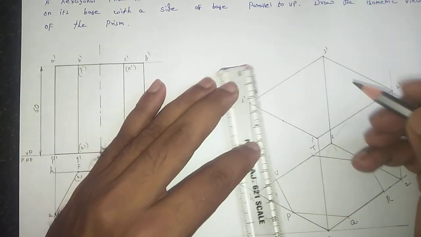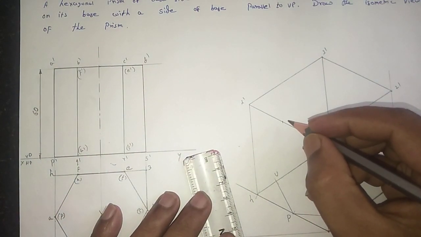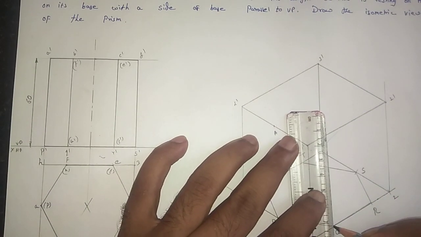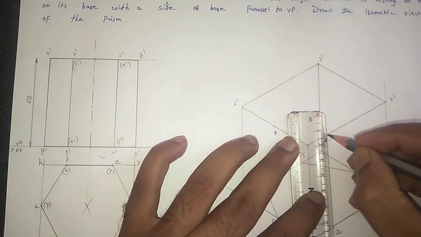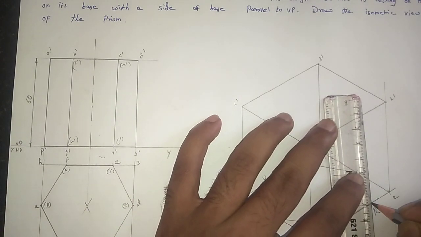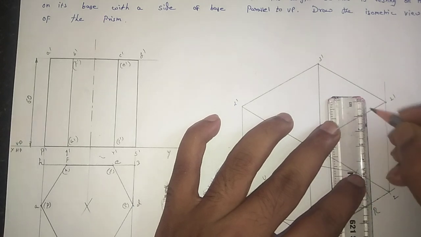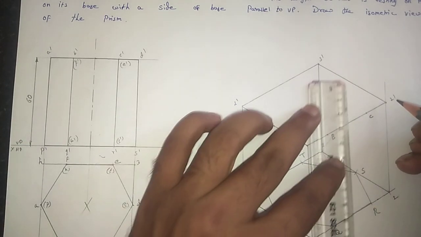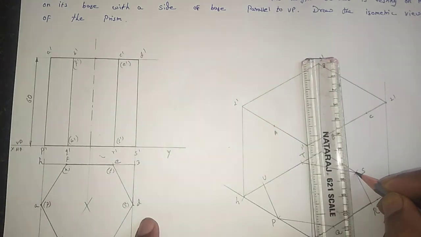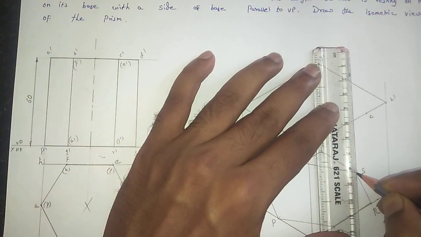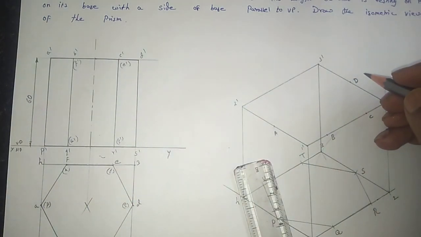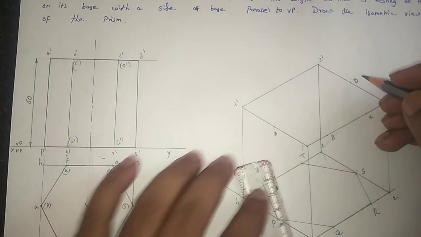So this is a point for A, and this one is a point for B, this one is a point for C, and on the line 2 and 3 point D is located. So this is a point for D, and on the point 3 and 4 E and F is located.